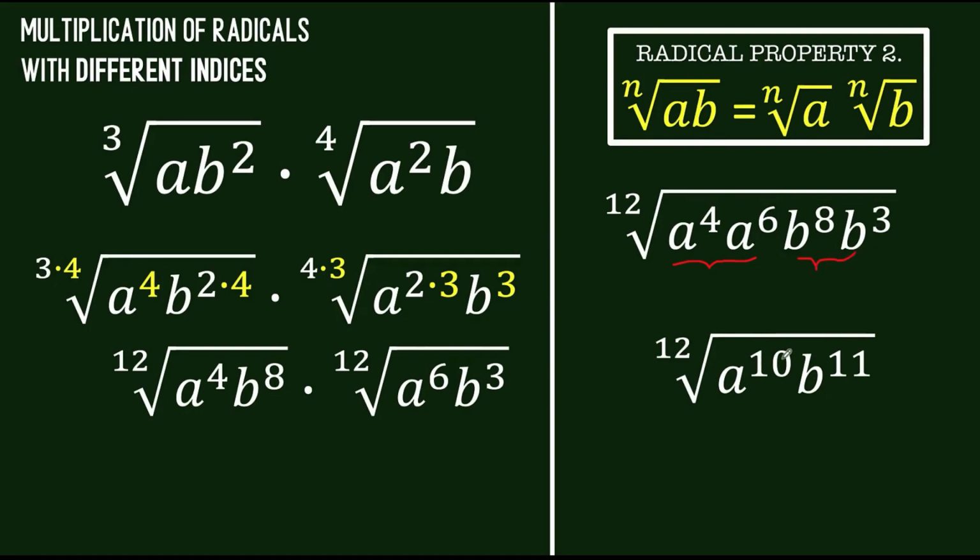Now 10 is less than 12, 11 is less than 12. That means there is no more perfect nth factor. So this is now our final answer.